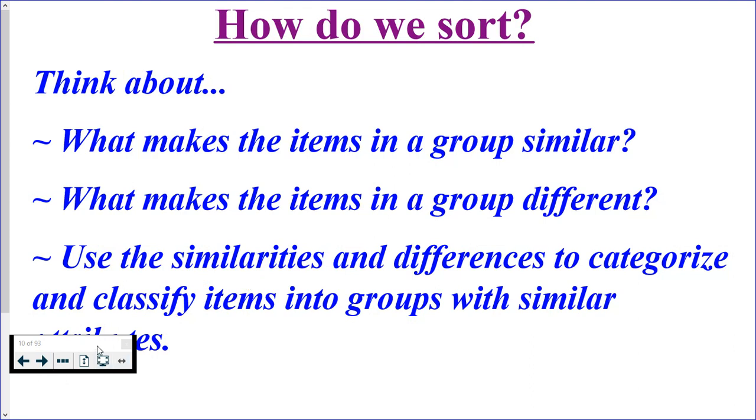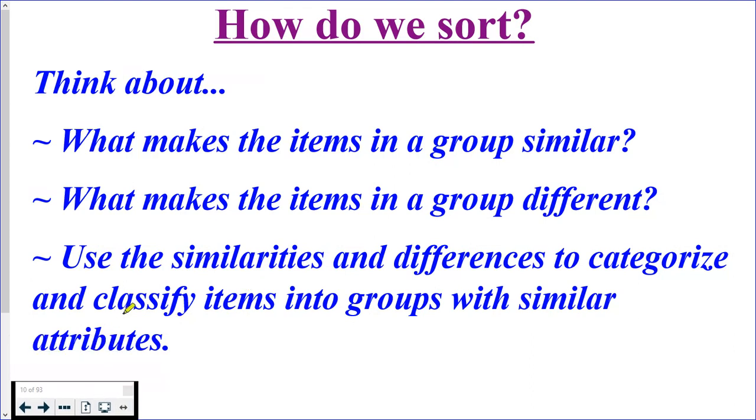So how do we sort? We're going to think about what makes an item in a group similar, what makes them different. And we are going to use these similarities and differences to categorize and classify items into groups with similar attributes. And attributes just means something that it has.